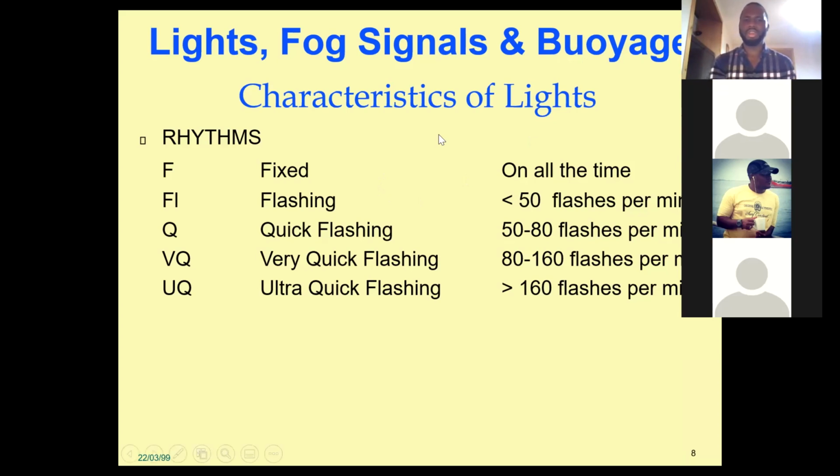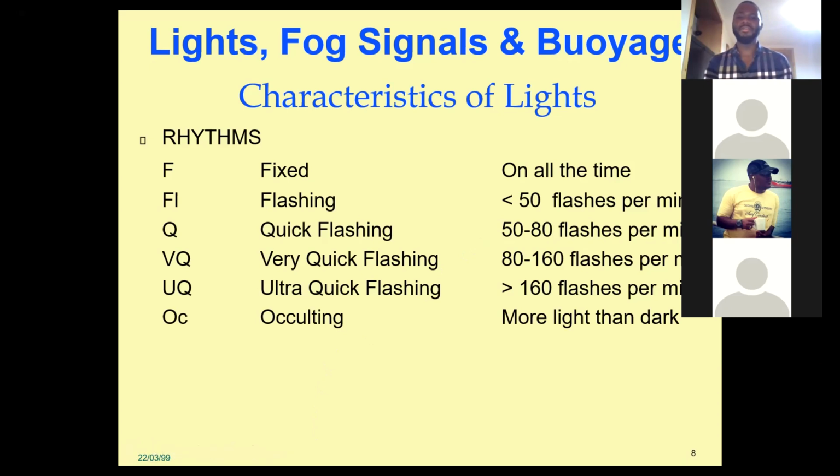So yeah, there is fixed light where it just shines. Like I told you, it's more about the lighthouse. The lighthouse, you can see the lighthouse always flashing. And so most times it's fixed, and then the quick flashing light and the very quick flashing light and the ultra quick flashing light.